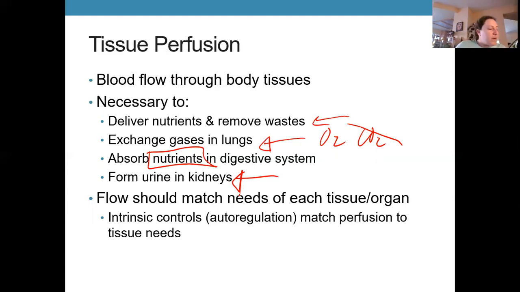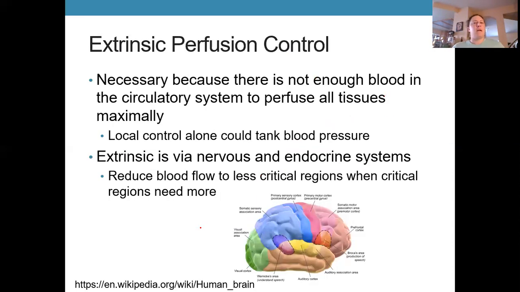You probably don't need quite as much blood flowing through your lungs when you're resting versus when you're exercising. Same with your skeletal muscles, stuff like that. So the first step in making sure that tissue perfusion is adequate is with this autoregulation. It's also called intrinsic controls because it refers to the tissues themselves regulating blood flow through them to match the tissue perfusion with the tissue's needs.